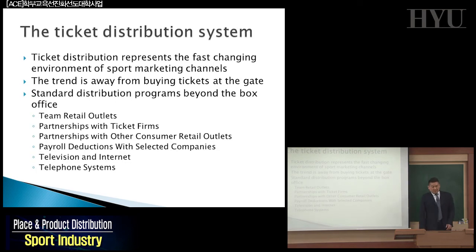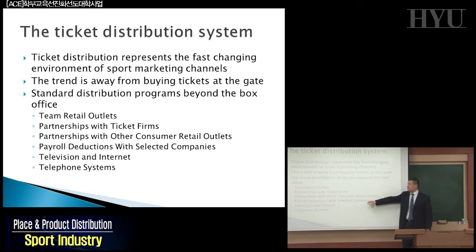Next, I will be talking about the ticket distribution system. Ticket distribution represents the fast-changing environment of sports marketing channels. The trend is away from buying tickets at the gate. That means standard distribution programs beyond the box office: the team retail outlet, partnerships with ticket firms, partnerships with other consumer retail outlets, direct deduction with selected companies, television, internet and telephone systems.